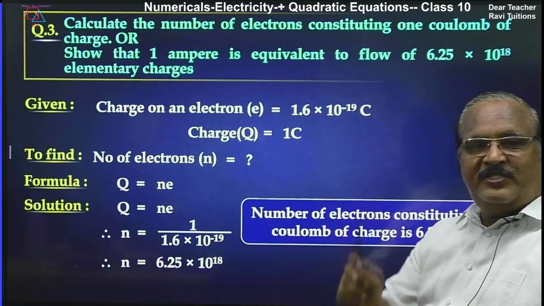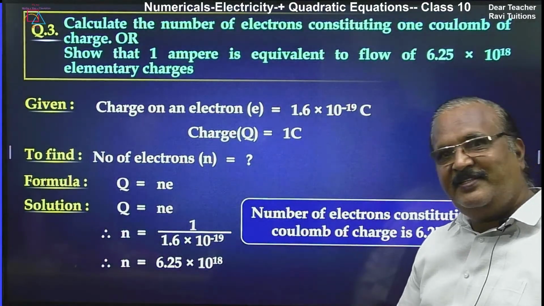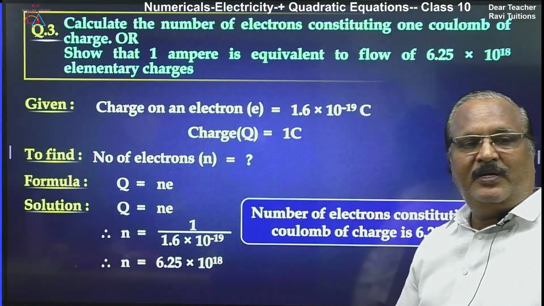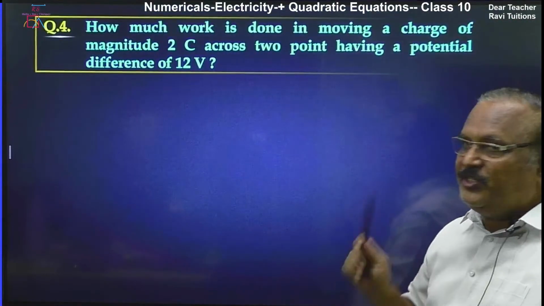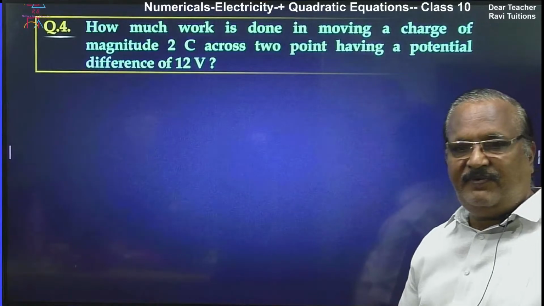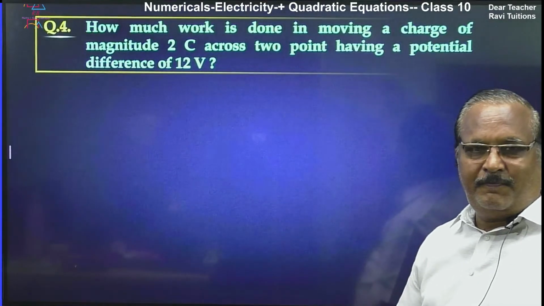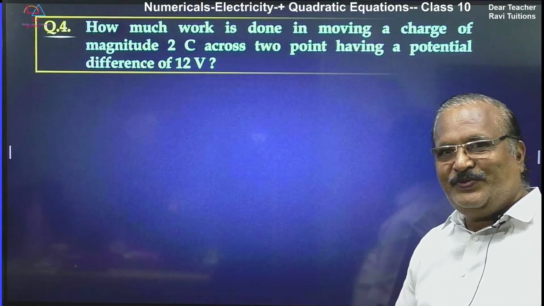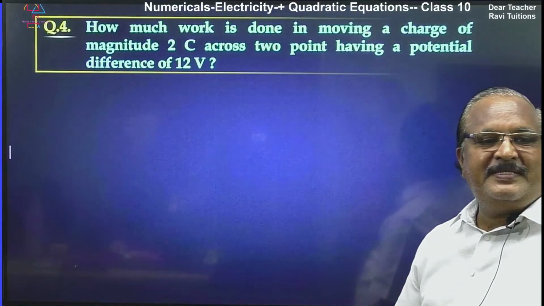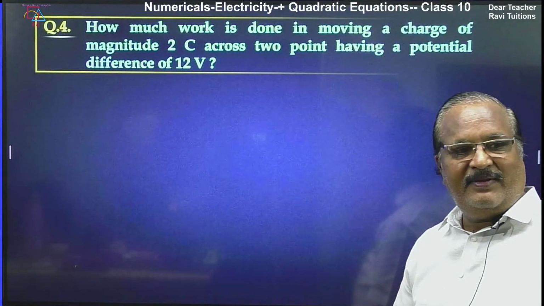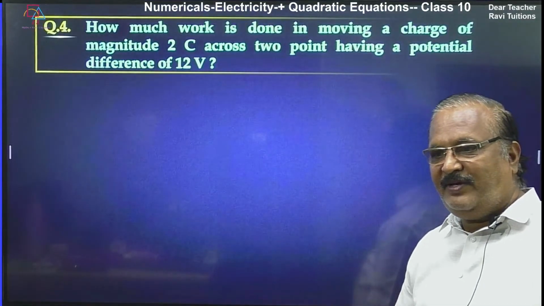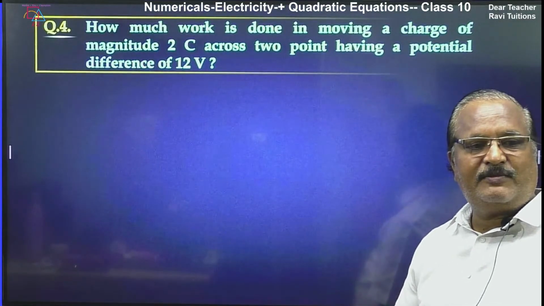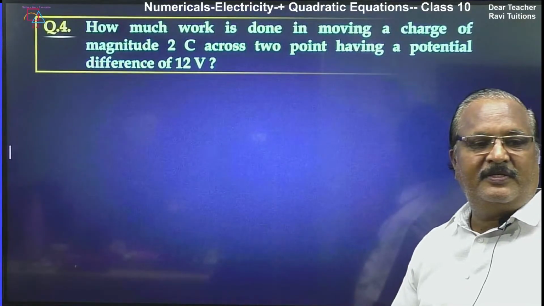Now only one more sum I am going to teach, then I will be jumping to quadratic equations. Let us take one more question, a small question, and then we will go to quadratic equations. Let me see whether Venkatesh is available or not. Venkatesh, are you there in the channel? If you are there, I will explain immediately after this question.